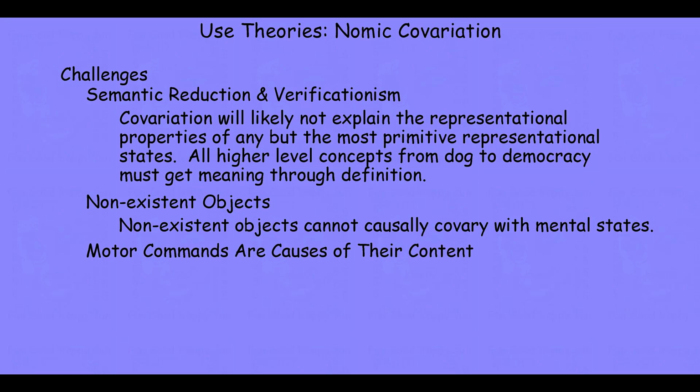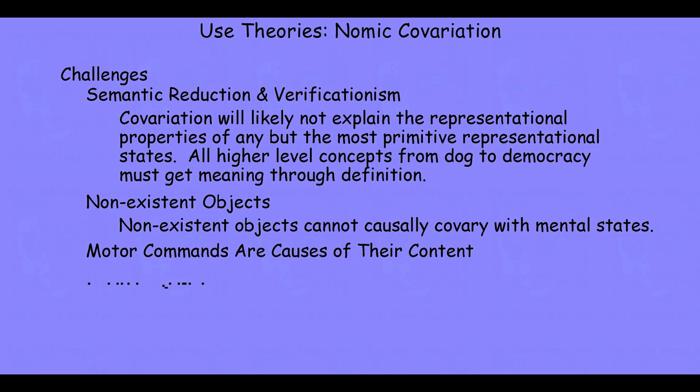Similarly, motor commands are the causes of their content. So my motor command that directs my hand to pick up my glass of water, that isn't caused by my hand picking up that glass of water. It is the cause of my hand picking it up. And hence, there is no gnomic covariation of my hand picking up that glass causing the state. The causal chain goes in the opposite direction. And this too seems to pose a problem for gnomic covariation.